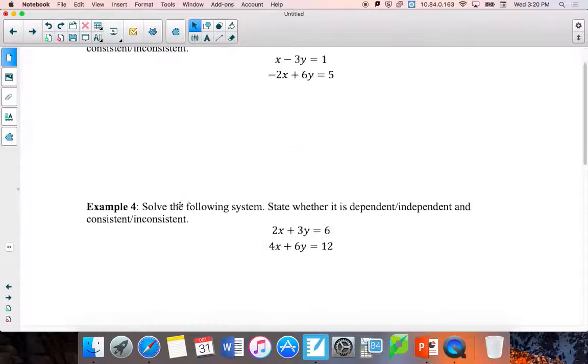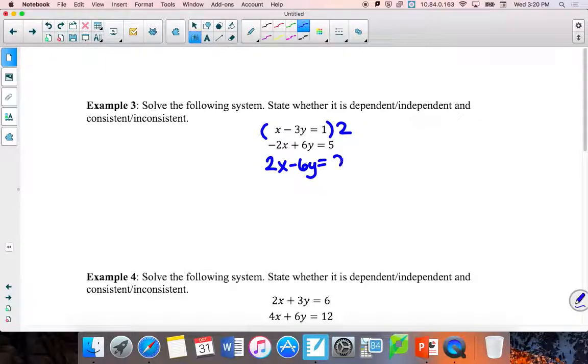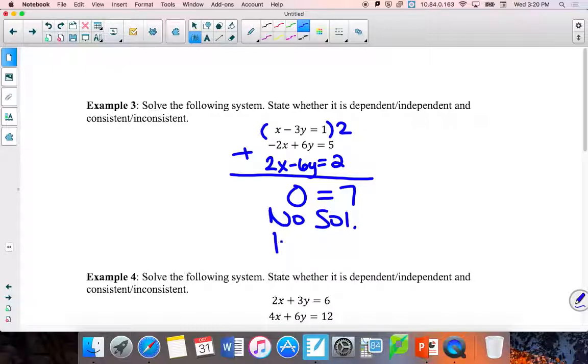All right, I'm going to go ahead and do these next two examples with you. Looking at this first one, again, on this, I would go ahead and do an elimination. So if we're going to do elimination, I would multiply this whole thing by positive 2, leaving me with positive 2x minus 6y equals 2. Add these straight down. The x's are gone, the y's are gone, so I have nothing on this side, and that equals 7. Well, 0 does not equal 7, so this is a no solution, meaning my lines are parallel.